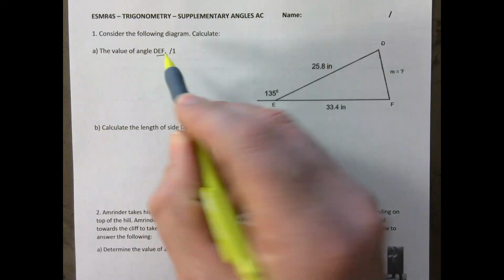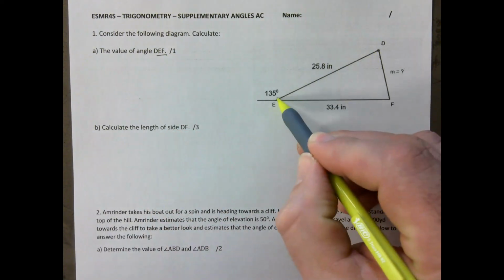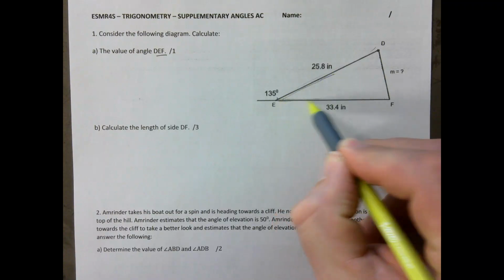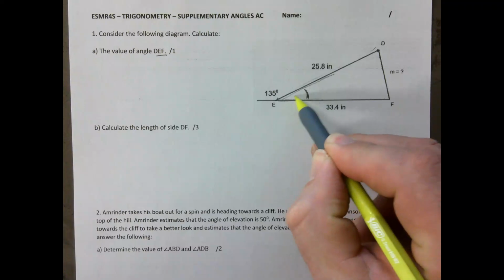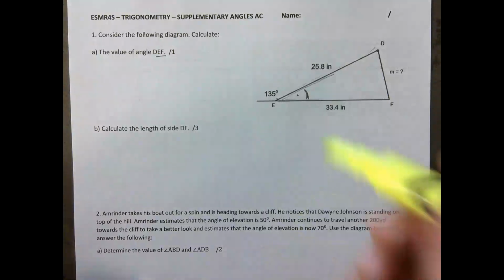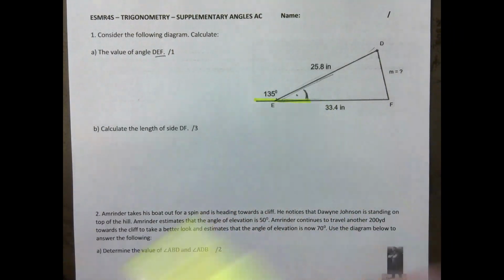Angle DEF, right? So from D to E to F. So if you travel that a bunch of times, you realize you have to connect here. So it's asking for this angle right there. And I was hoping you were gonna see that straight line there.